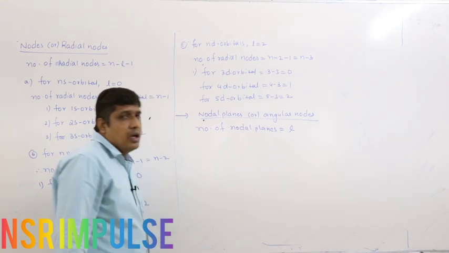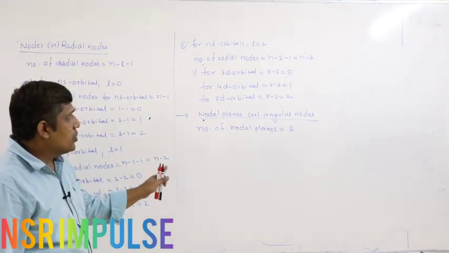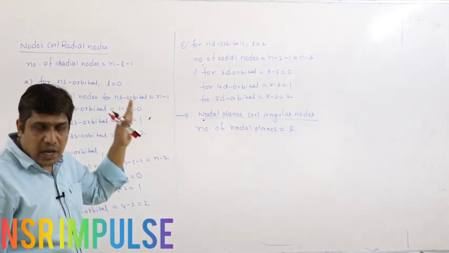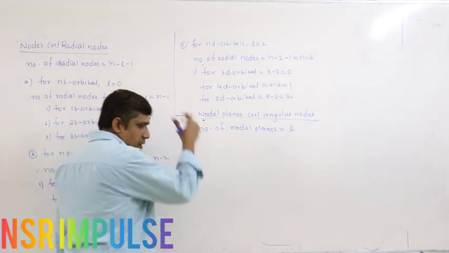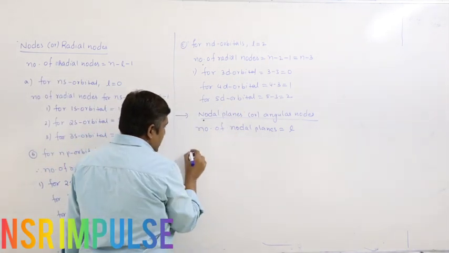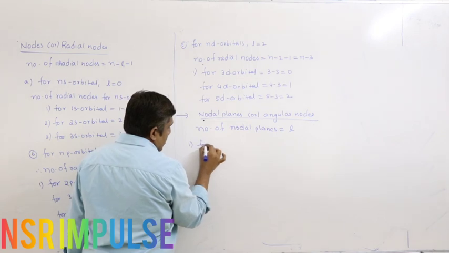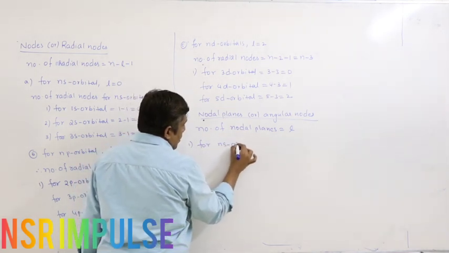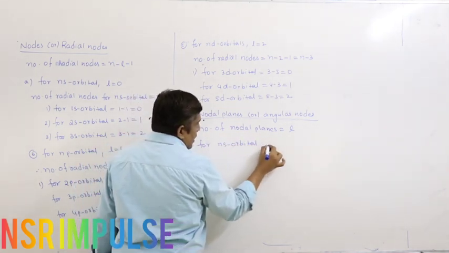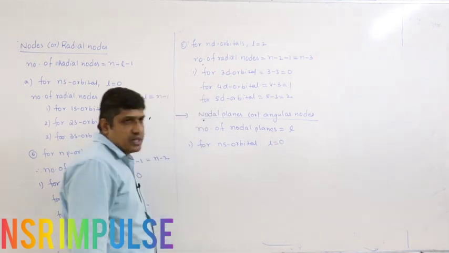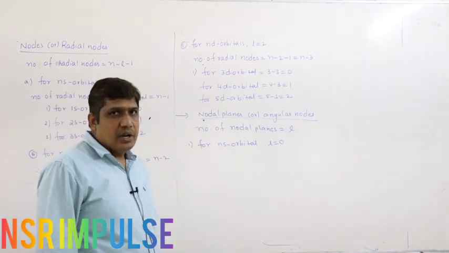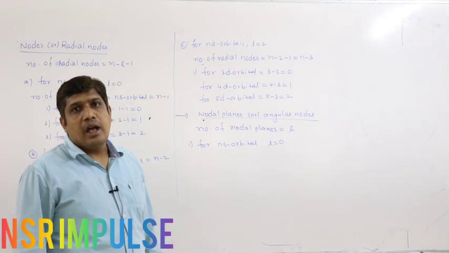Number of nodal planes is equal to L, that is nothing but the azimuthal quantum number. For an ns orbital, L equals 0. That means for any s orbital there is no nodal plane.